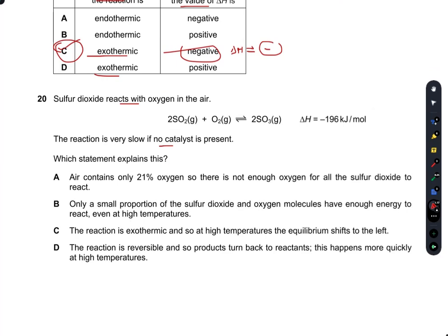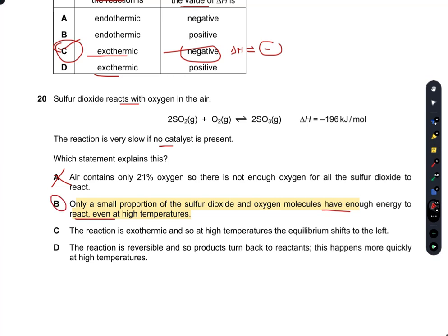So air contains 21% oxygen, so there is not enough oxygen for all the sulfur dioxide to react. This is a completely wrong statement. It doesn't satisfy the concepts. Only a small proportion of sulfur dioxide and oxygen molecules have enough energy to react even at high temperatures. This is true. This makes sense. They do not have sufficient energy at RTP or at high temperatures so that they would react.